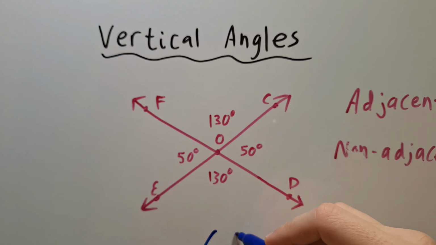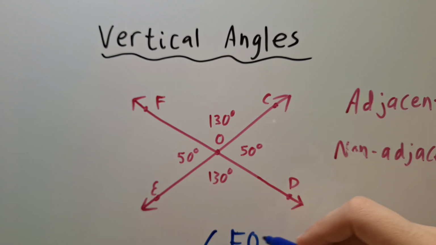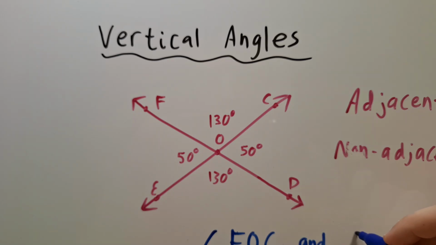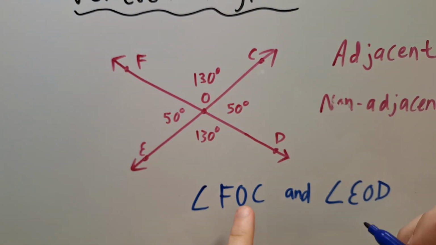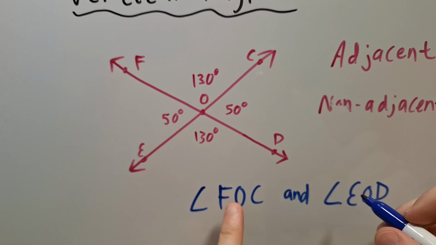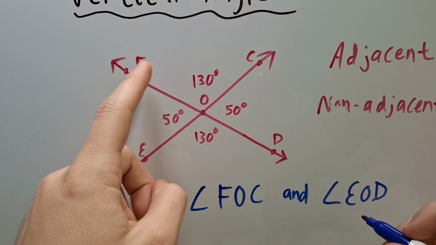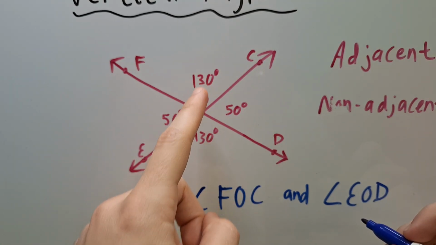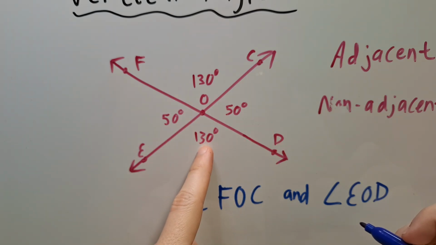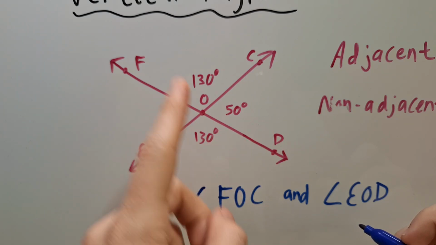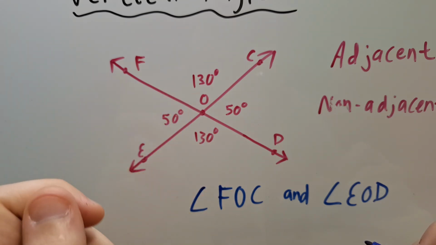So angle FOC and angle EOD, this is a pair of vertical angles shown here. FOC measures 130 degrees and EOD measures 130 degrees. They are vertical angles, and vertical angles are congruent.